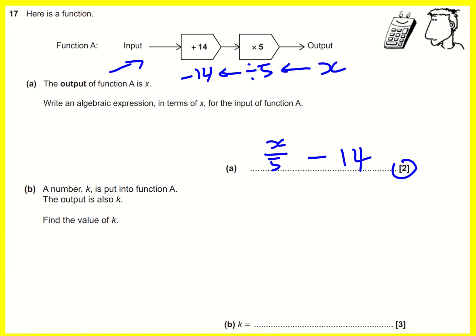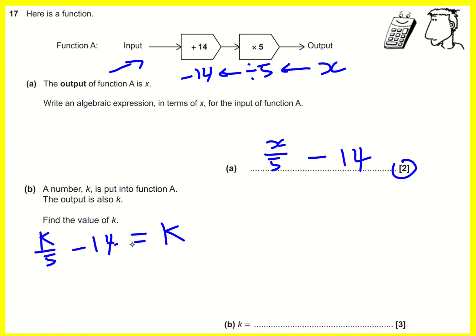So what we're saying is the output's k and the number's k. I've got my input in terms of my output now, so I can say that my input is k over 5 minus 14, and that is equal to my output. Sorry, my input is k over 5 minus 14, the input in terms of k, and this is the output. So I can write an equation down and set them equal to one another, and then I can solve this.